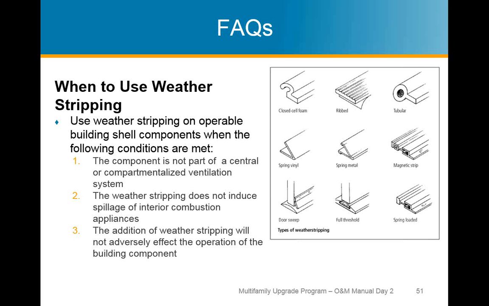PTAC, HVAC unit installations, those types of things are all obvious, great low-hanging fruit candidates for weather stripping. And you can see the graphic on the right. We have 9 different types of weather stripping, all great options, all serving a variety of functions. There's no school of thought that says one is superior to the other. The idea here is pick the right weather stripping for the application. Whether it's an exterior door or a window, find the weather stripping mechanism that works best for that specific application.